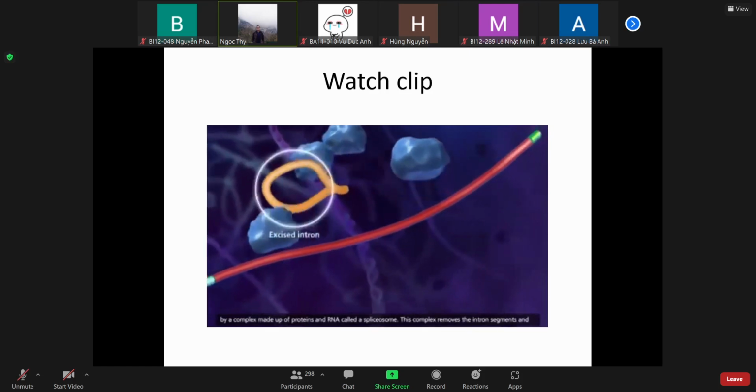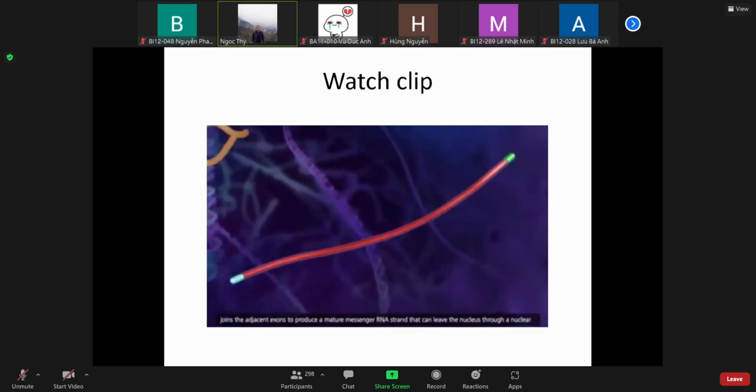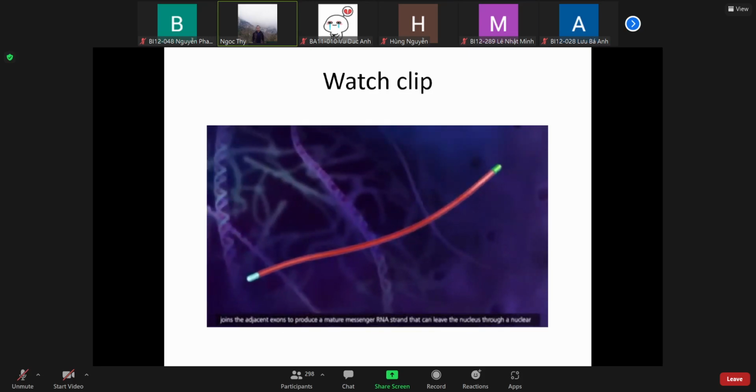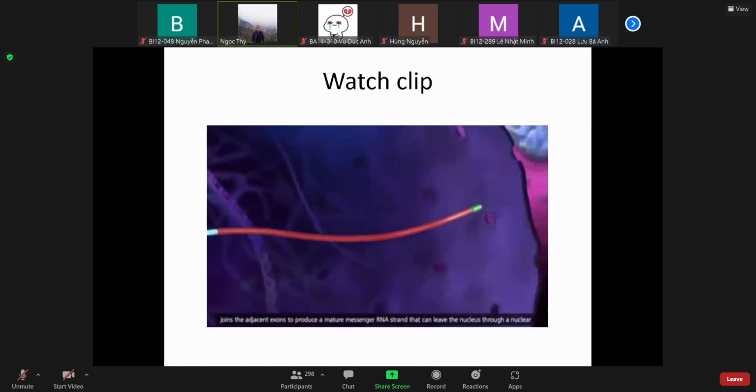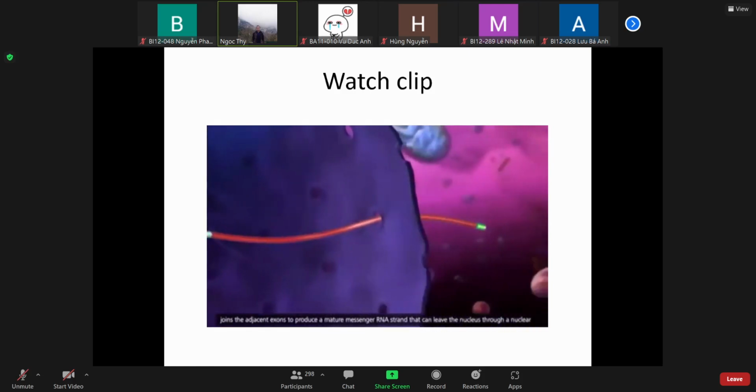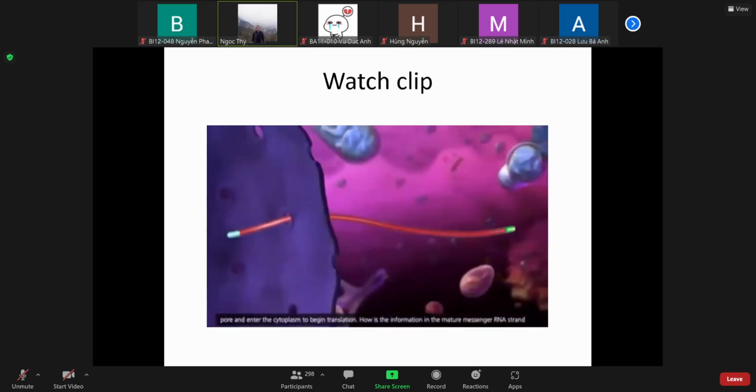This complex removes the intron segments and joins the adjacent exons to produce a mature messenger RNA strand that can leave the nucleus through the nuclear pore and enter the cytoplasm to begin translation.